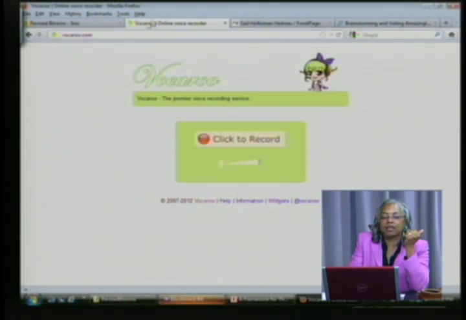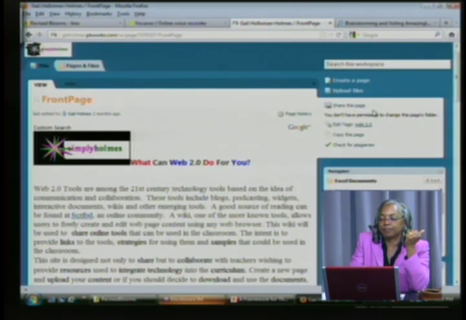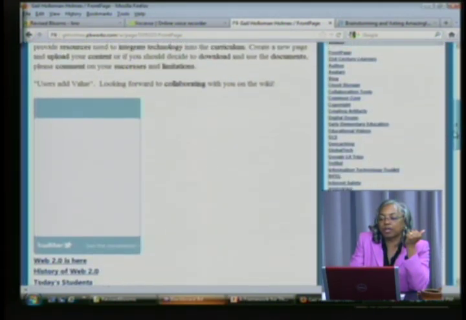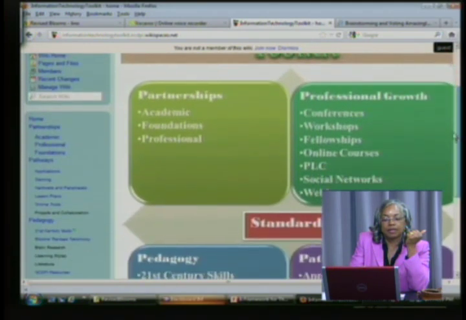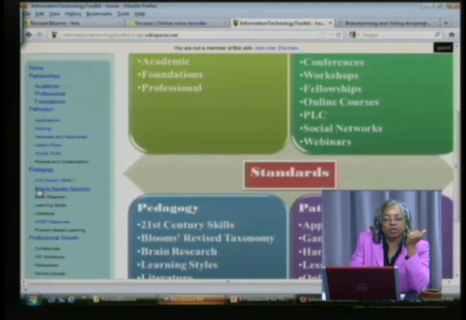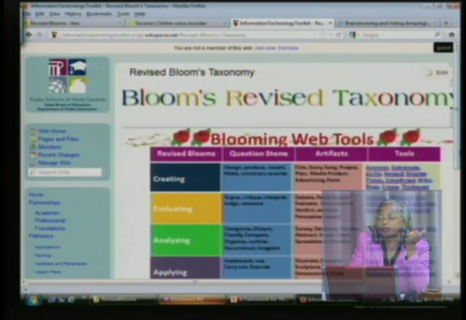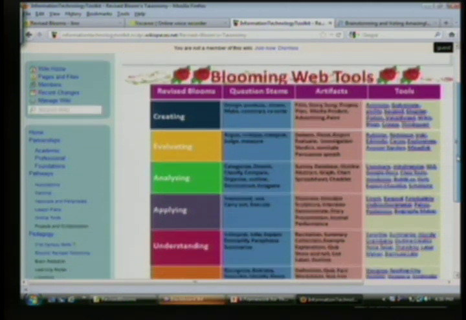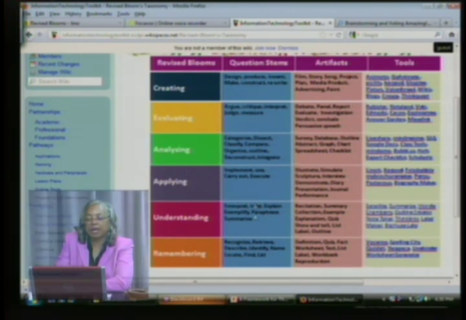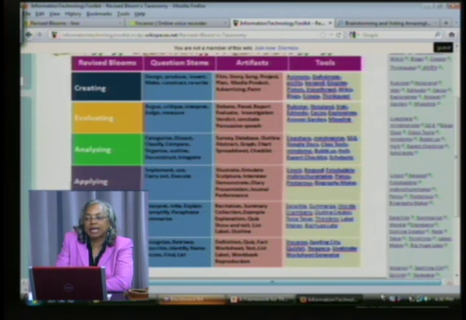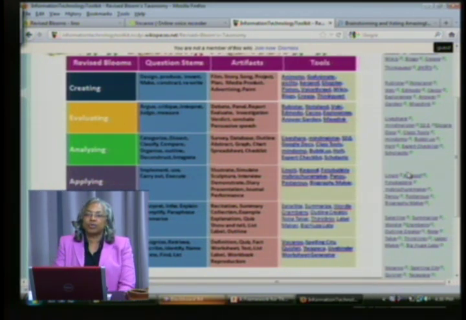And the last thing I want to share with you, because I know my time is ending. And again, all of this will be on the wiki that I've shared with you earlier. I've been working on a toolkit with the goal to bring together resources that focus on revised Bloom's. So here you will see the verb, the question stems that you might consider asking, some artifacts that you could have students create, and finally, hyperlinks to websites that you can click on and use as tools to meet the goals of that stem or that verb.